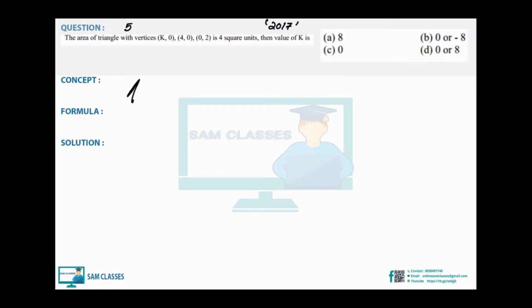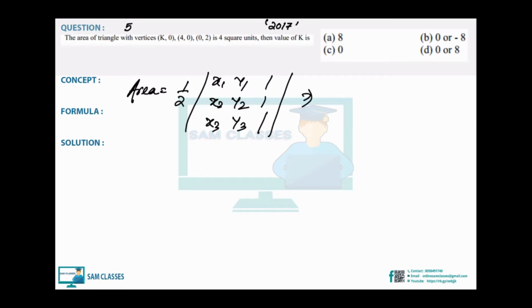So the area of a triangle is nothing but half of the determinant with rows x1, y1, then x2, y2, the second coordinate, and x3, y3, meaning the vertices of the triangle. Okay, directly you can put the formula. So the area of the triangle is given as 4. A lot of students make a mistake here, it will be plus minus 4. Why is it plus minus 4? Do write in the comment section and tell me. Let's see how many students know that, okay?